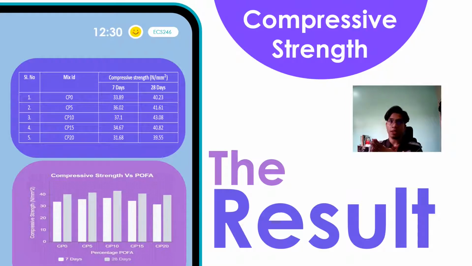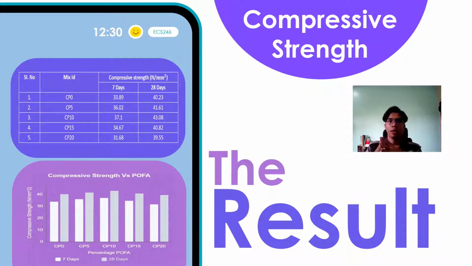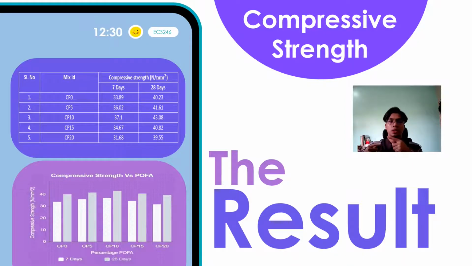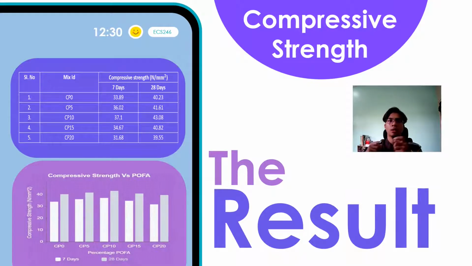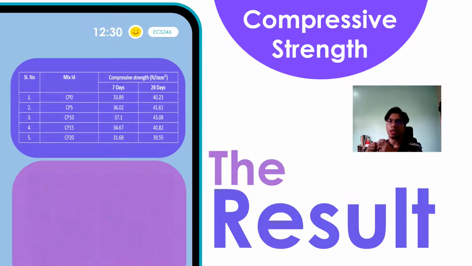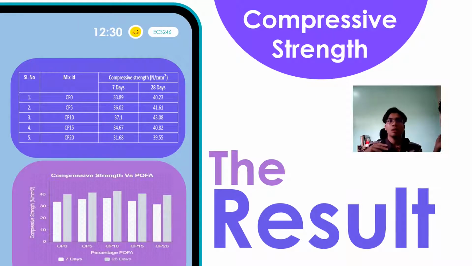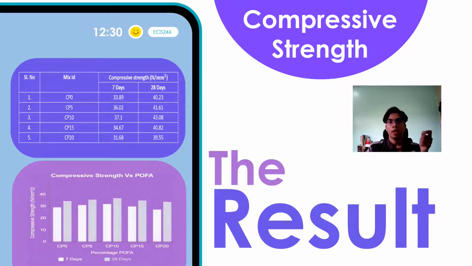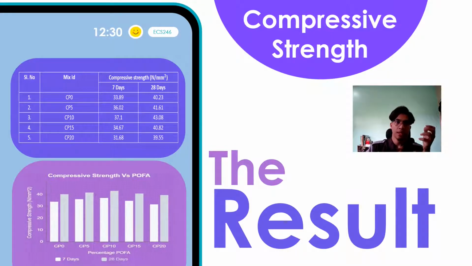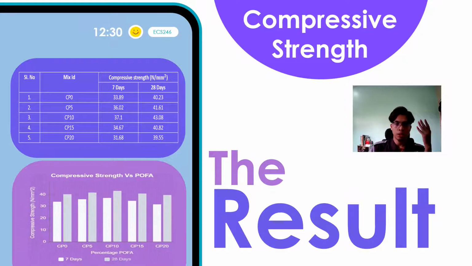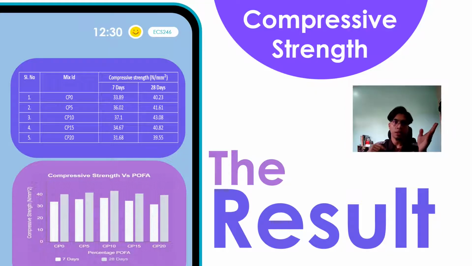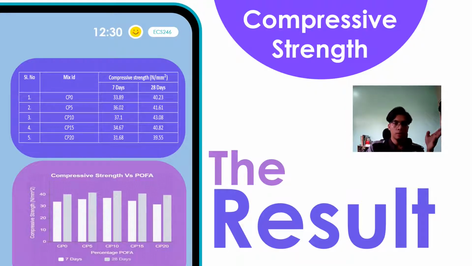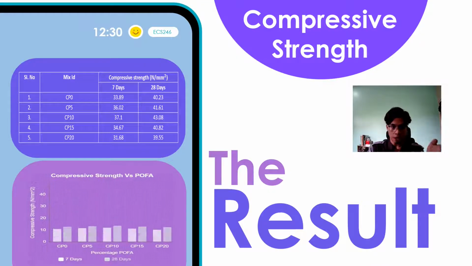And for the compressive strengths in Newton per millimeter square, for 7 days the results we got are 33.83, 33.89, 36.02, 37.1, 34.67, 31.68 respectively. And for the 28 days, the results we got in the research are 40.23, 41.61, 43.08, 40.82 and 39.55 respectively. And then the graph shown in the slide is about compressive strength in Newton per millimeter square versus percentage of palm oil fuel ash.